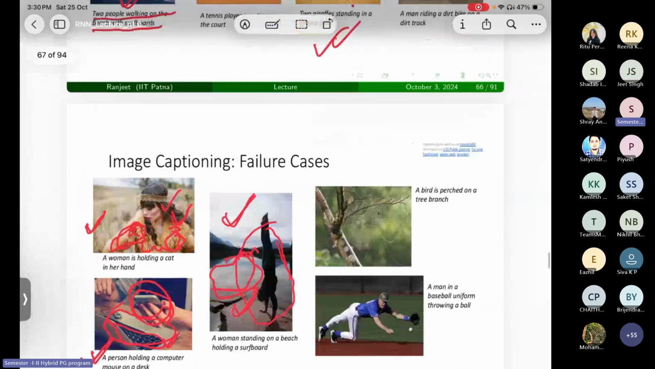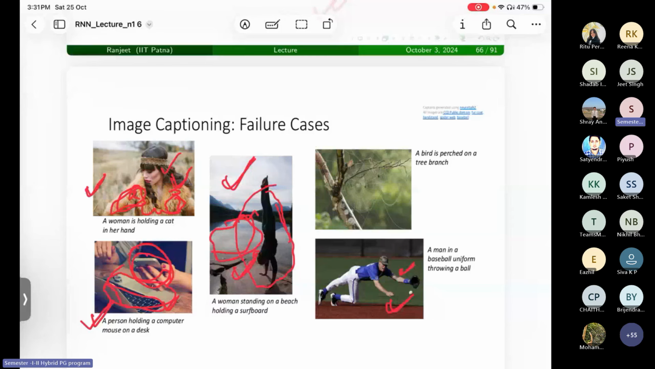Again, you can see here a man in a baseball uniform throwing a ball. Actually, this man is catching the ball, but it's giving you throwing a ball. So your model may fail multiple times, and that's why there is research. This is an evolving area. Whenever you have challenges, you work on them and then you solve them. So these are the challenges.